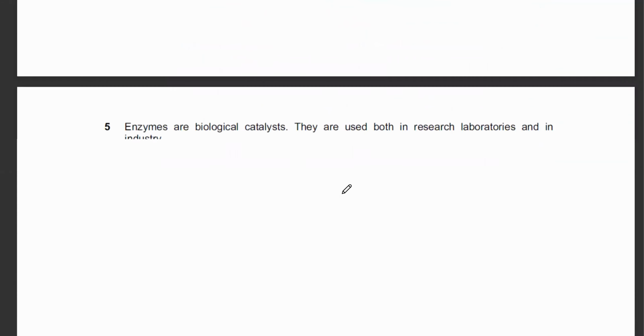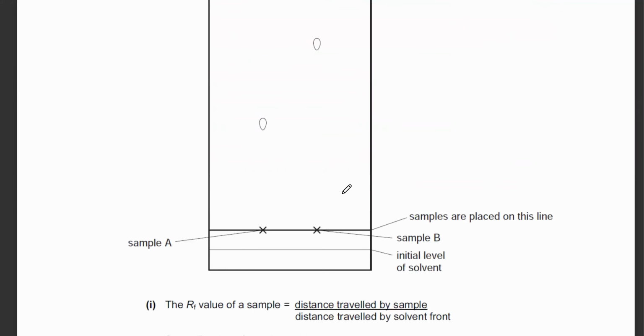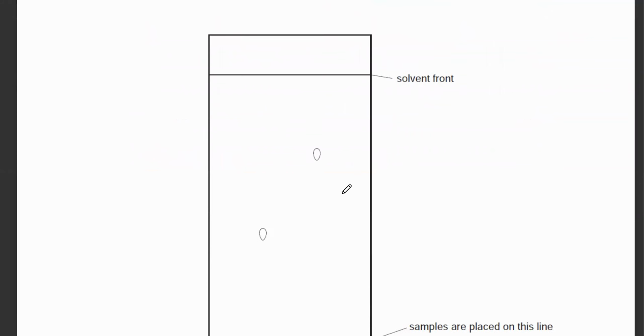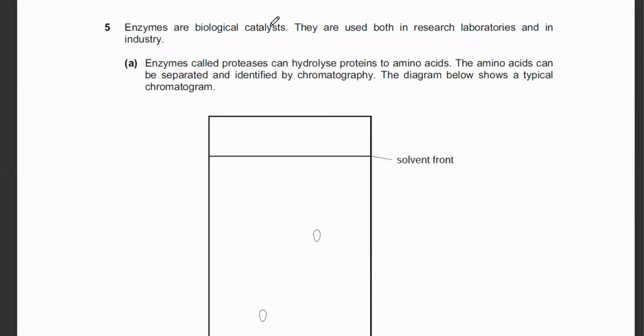Next, we can ignore these questions, which we're going to study later on. Here's another chromatography experiment. So in this question, he's saying that enzymes are biological catalysts. They're used both in research laboratories and in industry. Enzymes called proteases can hydrolyze proteins to amino acids. The amino acids can be separated and identified.